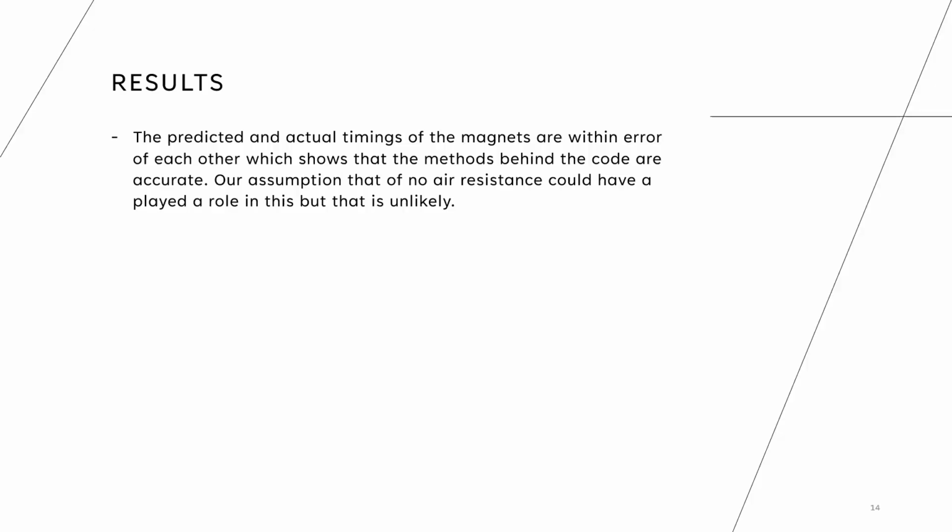Results. Our results for this lab were that the predicted and actual timings of the magnets are within error of each other, which shows that the methods behind the code are accurate. Our assumption of no air resistance could have played a role in these slight differences, but honestly that's incredibly unlikely due to the small cross-sectional area of the bar magnet and the low speeds dealt with here.